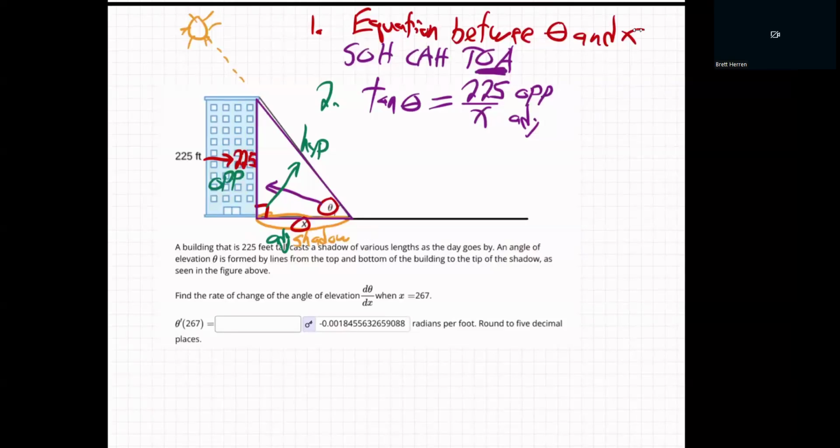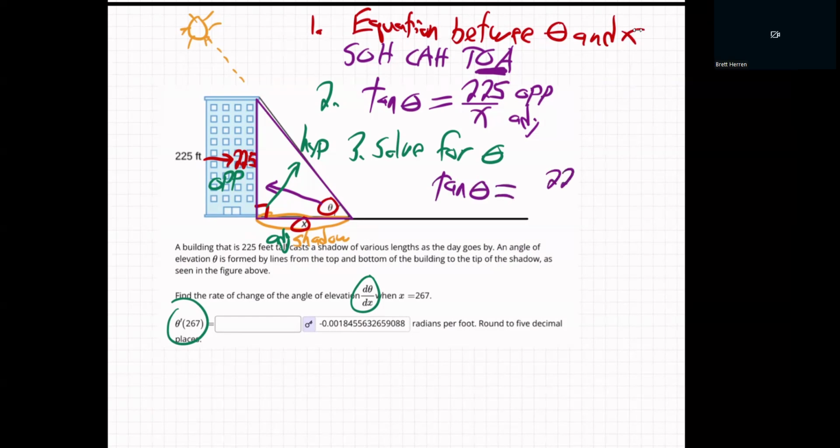Great. But now step three, we need to solve for theta. How do you know? Because we're supposed to take the derivative of theta, theta prime. So I need theta alone. So how do I take that relationship, tangent theta equals 225 over x? I want to get rid of that tangent so that I can solve for theta, right?